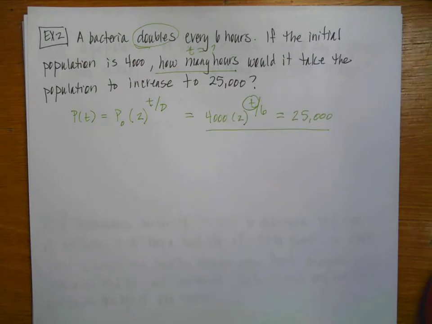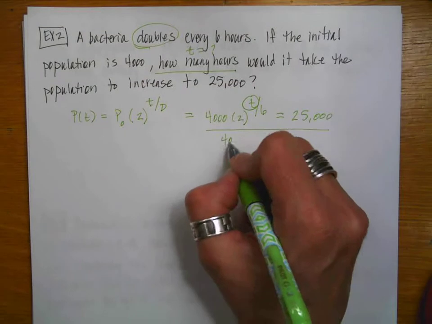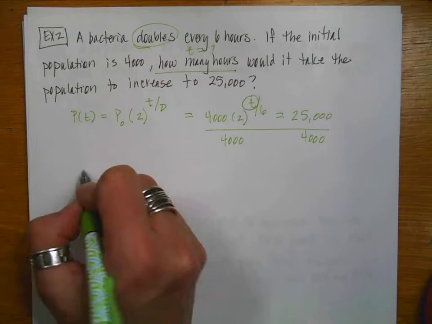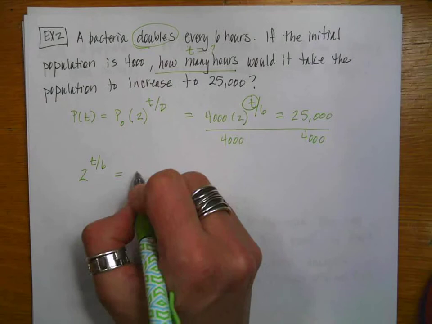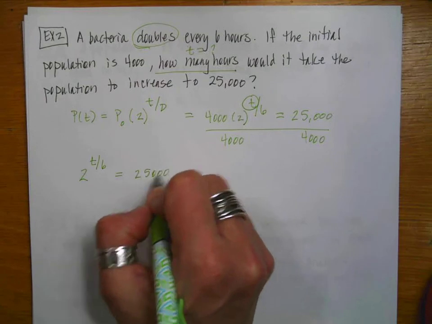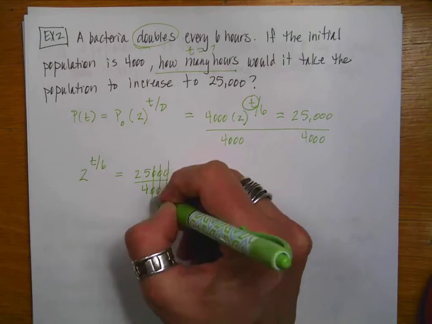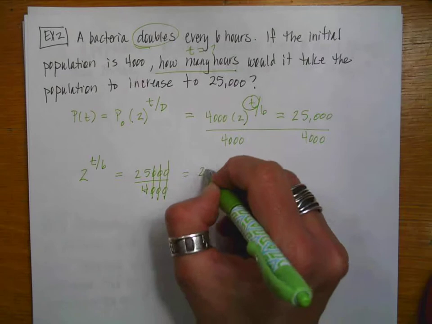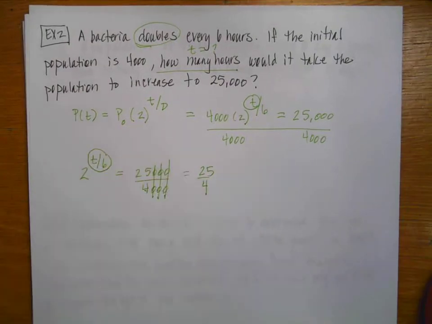The goal is to solve for time. So to do that, I need to divide both sides by 4,000 first. So I'm going to divide this side by 4,000 and this side by 4,000. So I'm going to get 2 to the t over 6 is equal to 25,000 divided by 4,000. 3 zeros can cancel. And I'm just going to leave the 25 divided by 4. I'm not going to push buttons on my calculator yet. So remember, the goal is to solve for t.